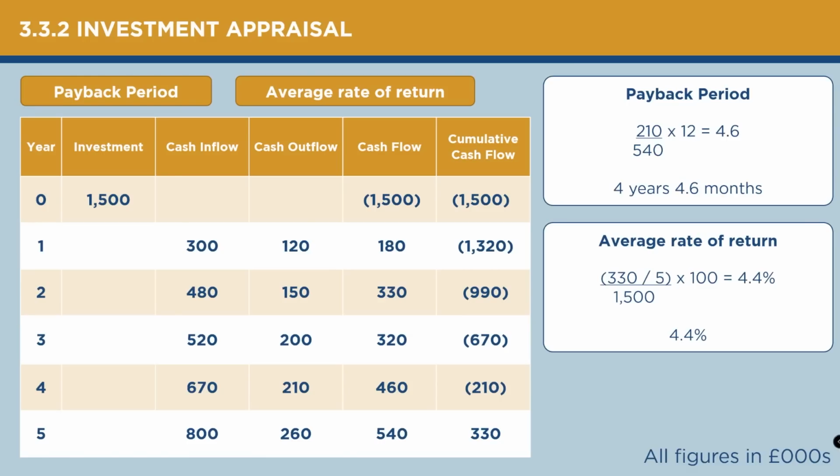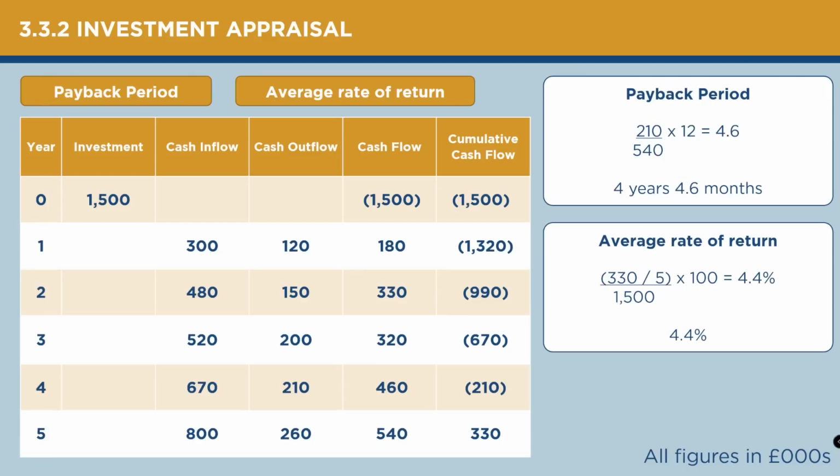And then eventually what you'll see is at the end of year four, we haven't paid back. We still have to make £210,000 to reach the repayment point. But in year five, we do make that. We make 540,000 in year five. We only need to make 210,000. And so therefore, at the end of year five, we've made a net return, our final cumulative cash flow, that's our net return there, of £330,000.